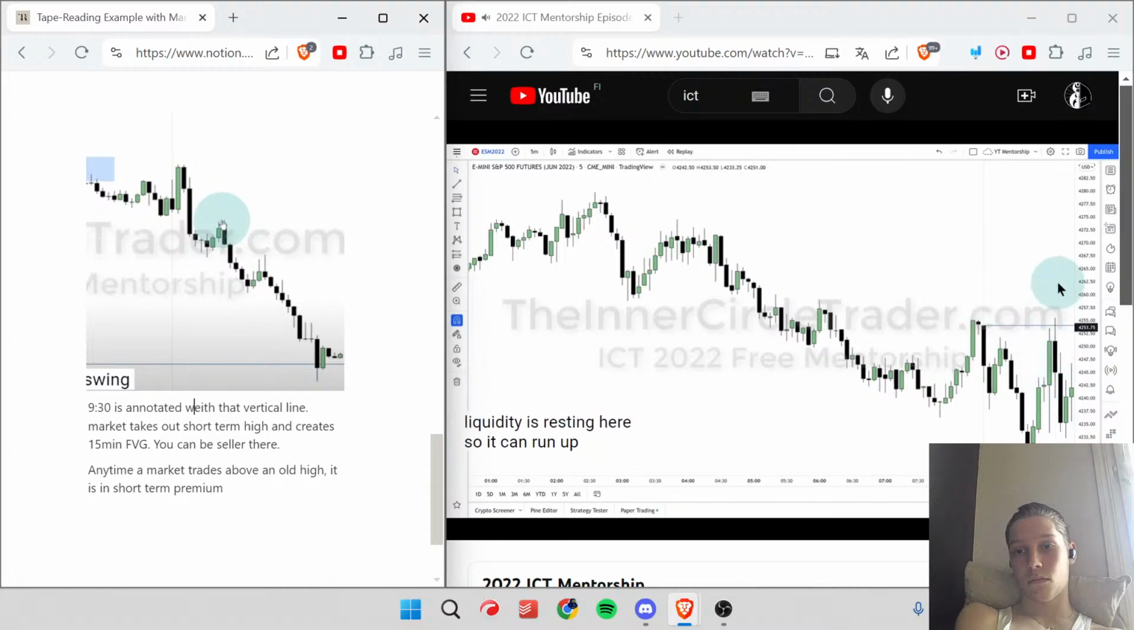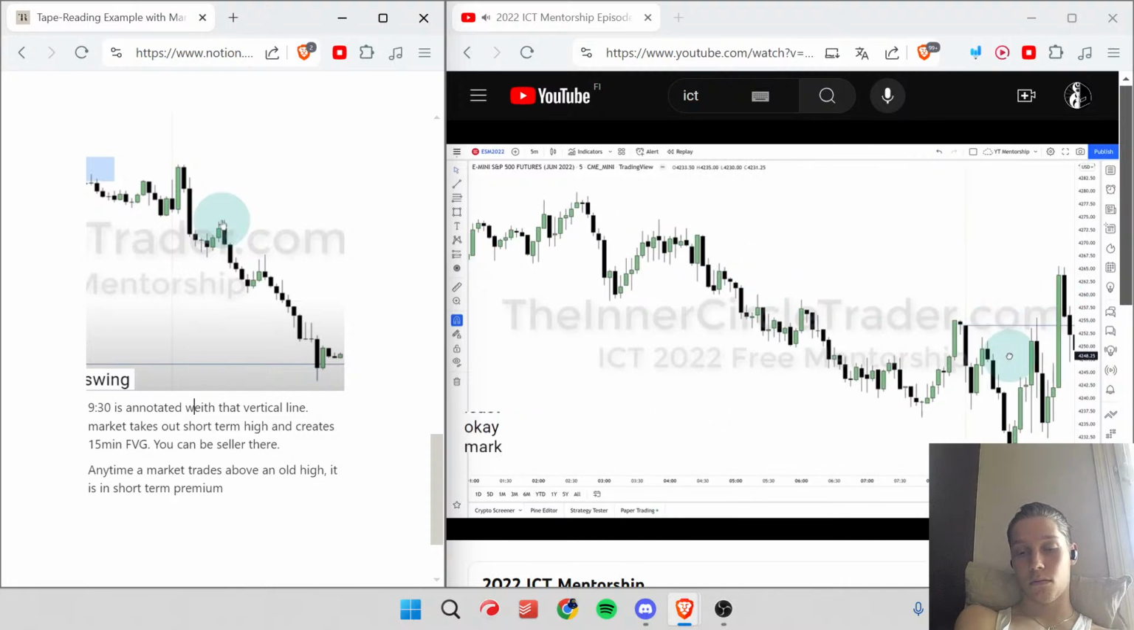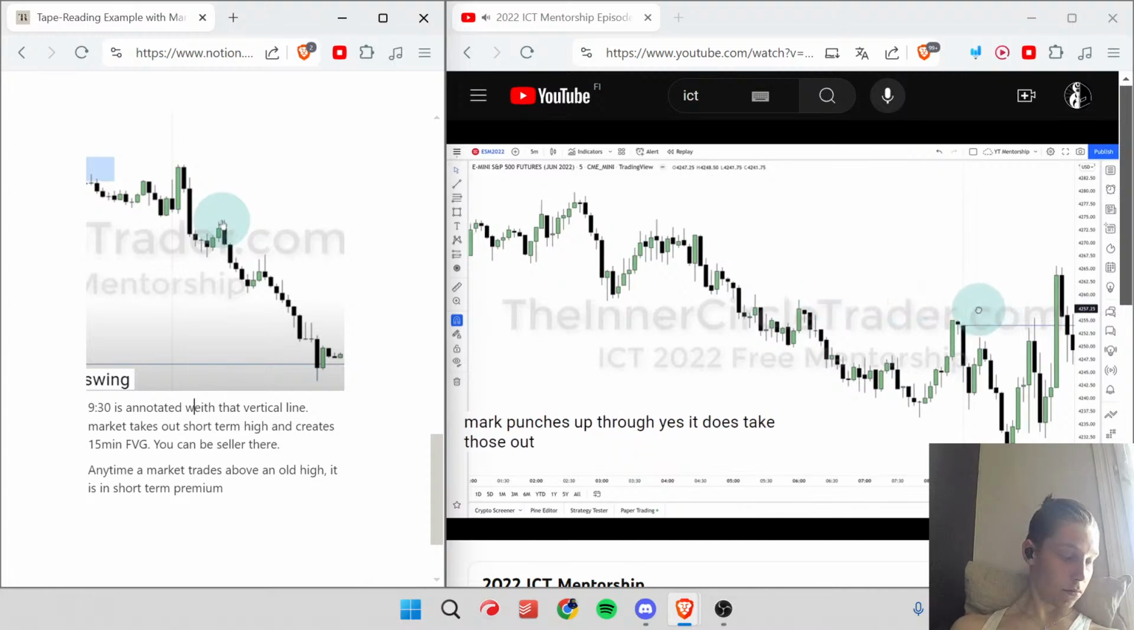So it can run up, and just to the left of that also, you see these highs here? They're real close to one another too. So for good measure, they might want to come up here and clean that down. This is a little too much. I think it's too rich for the expectation to get to that high. But in here is reasonable, but here at least, okay? Market punches up through. Yes, it does take those out.